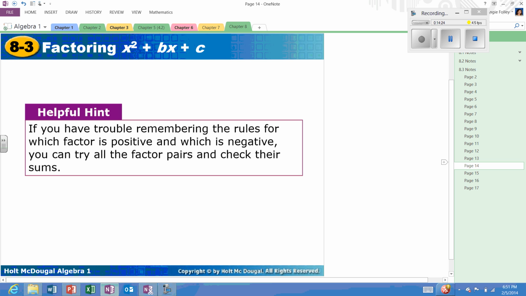So if you're having trouble remembering the rules for which ones are positive, which ones are negative, you can always try negative, positive signs, whatever you want to try, and just FOIL it back and see if it works to what you need it to work. If it doesn't work, you try something else. So don't get so caught up in the memorizing that it makes you panic. It's okay if you can't memorize it all.